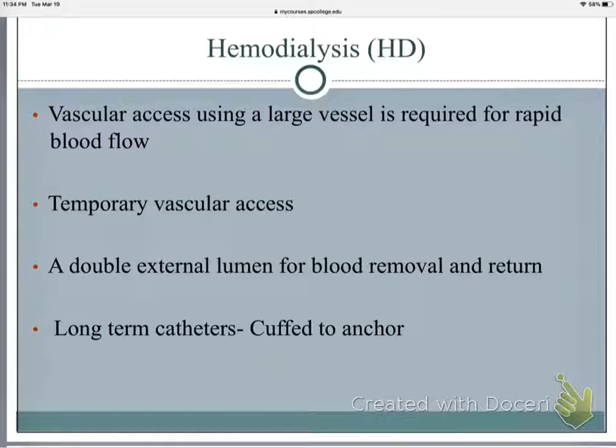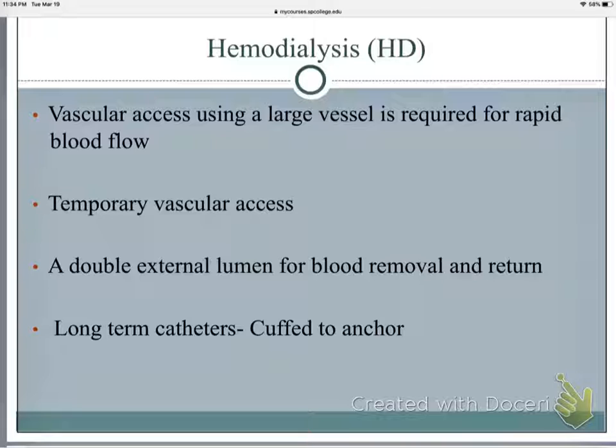So we need a vascular access that uses a large vessel. These are required for rapid blood flow, rapid exchange. Again, we can do a temporary, or we can do a long-term catheter with a cuffed catheter. Generally, long-term catheters are cuffed and anchored, but some are temporary, like the Quinton catheter.